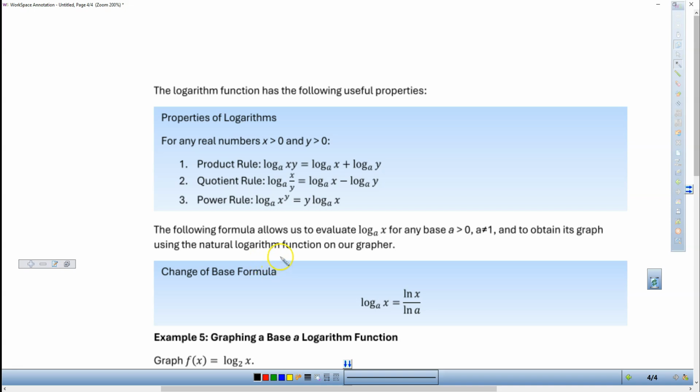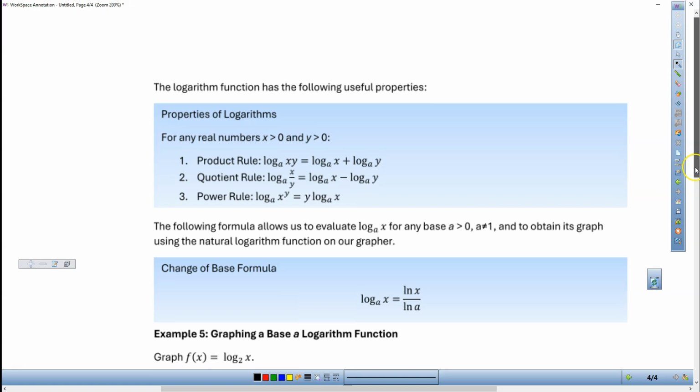And if we have something that we want to evaluate differently, for example, we have a log base a of x for any base a where a is not 0, and want to obtain its graph, well, we can use the natural logarithm function for our grapher. So if I have log base a of x, this is the exact same thing as saying, take the natural log of x divided by the natural log of a. And let's apply that to an example.